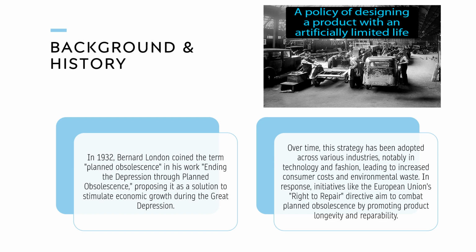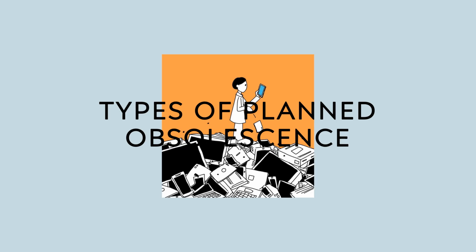In 1932, Bernard London coined the term planned obsolescence in his work Ending the Depression Through Planned Obsolescence, proposing it as a solution to stimulate economic growth during the Great Depression. Over time, this strategy has been adopted across various industries, notably in technology and fashion, leading to increased customer costs and environmental waste. In response, initiatives like the European Union's Right to Repair Directive aim to combat planned obsolescence by promoting product longevity and repairability. So there are two main types of planned obsolescence with subcategories.